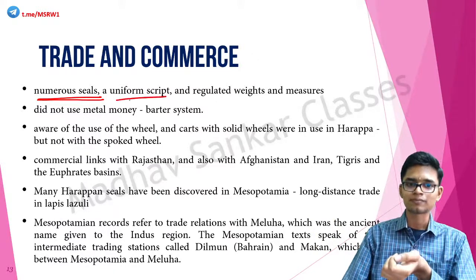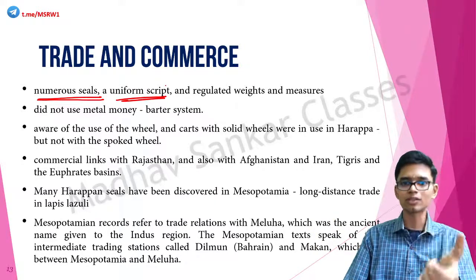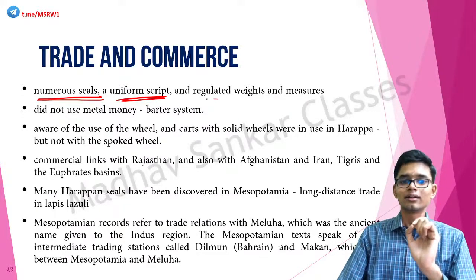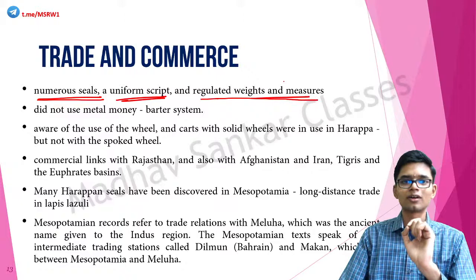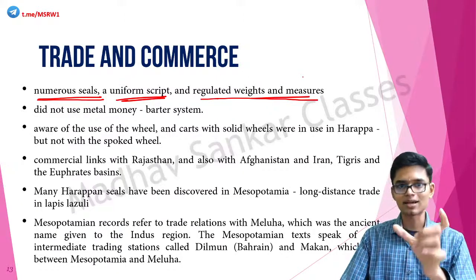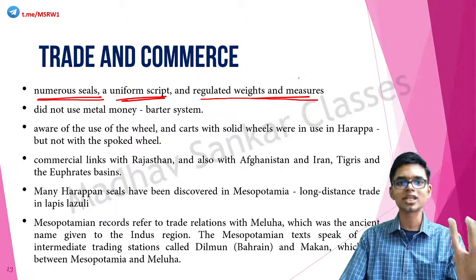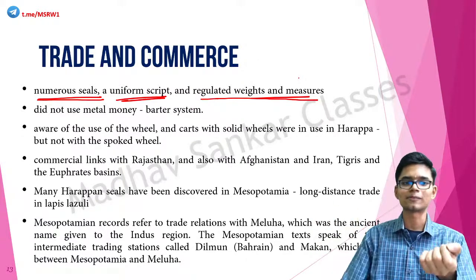Uniform script. Harappans have a very uniform script. We will talk about that in the upcoming slides, but it existed. They regulated weights and measures. We have found plenty of evidence regarding this factor also. There were standard weights and measures for measuring the value of various things.